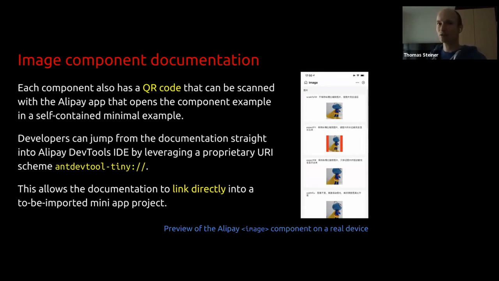And you can also connect directly to Alipay DevTools. They leverage a proprietary URI scheme and DevTool-Tiny. So they have special links. And if you click such a link in the documentation, Alipay DevTools would open, and you're brought right into a minimal example that you can edit right in Alipay DevTools. So as a developer, it's super easy to just directly get started, play with the element in the documentation, hook it up to your local device for testing, or just edit away straight in Alipay DevTools. Super fascinating, very easy for developers to get started.